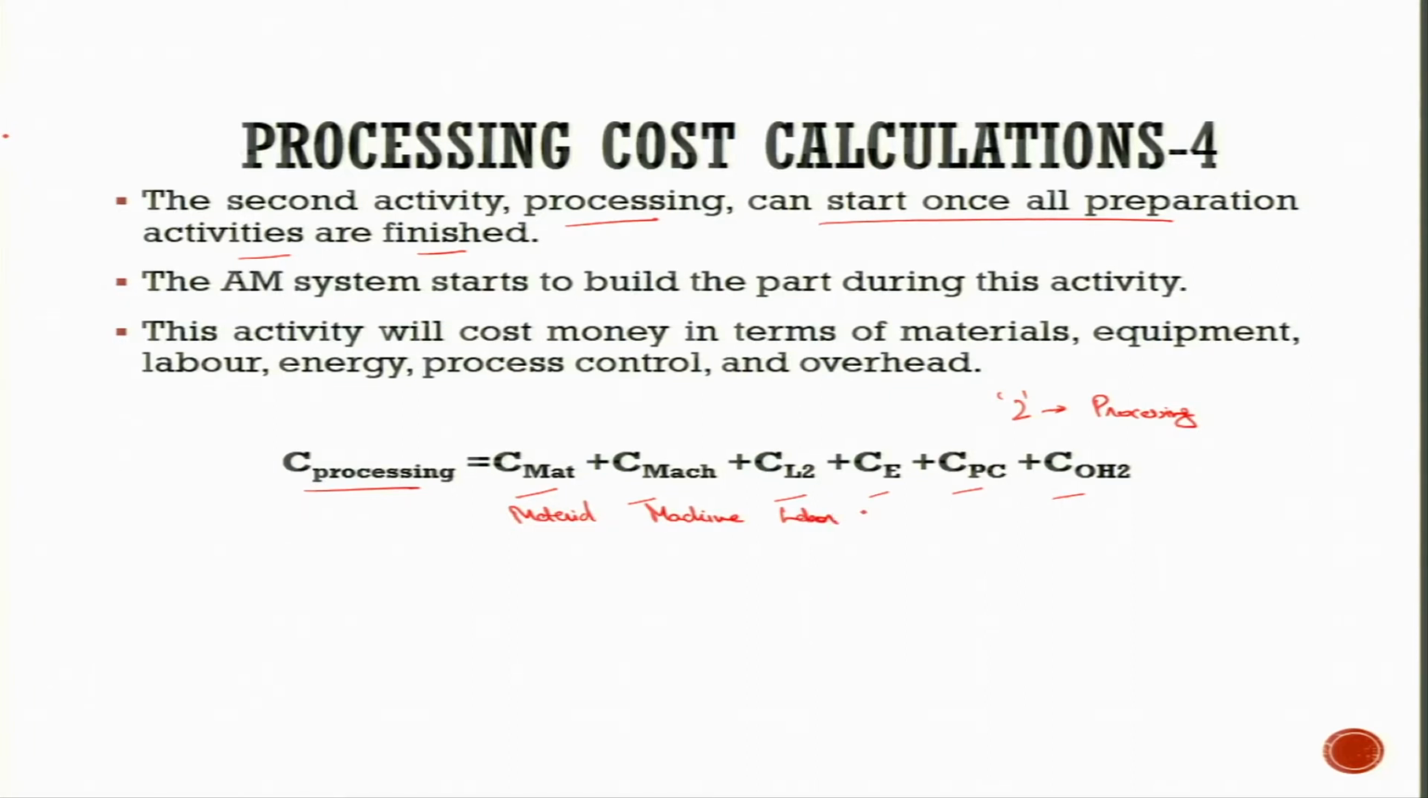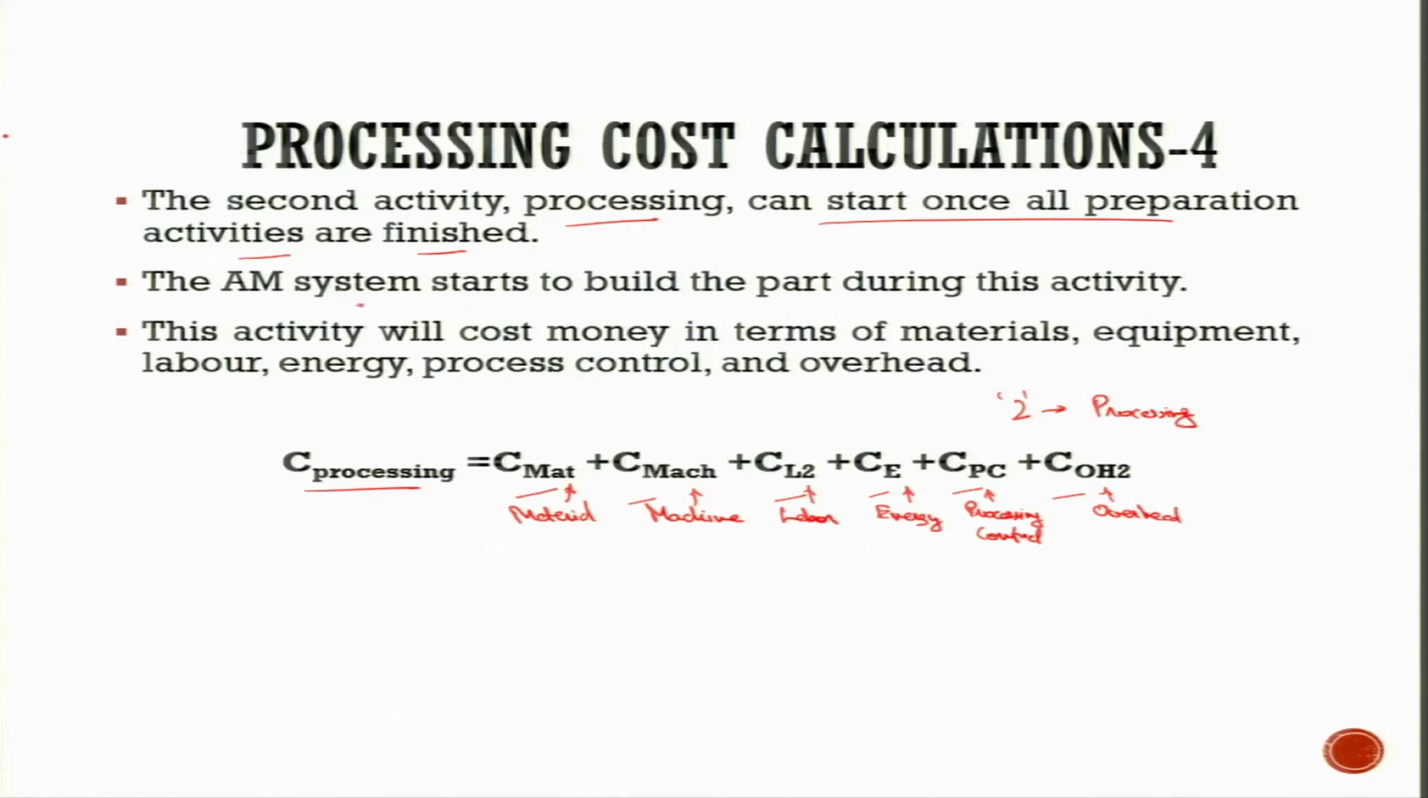CE is the cost of energy consumed. CPC is the cost of the processing control. COH is the overhead cost once again in the processing, COH2. Right, these all costs are in rupees.